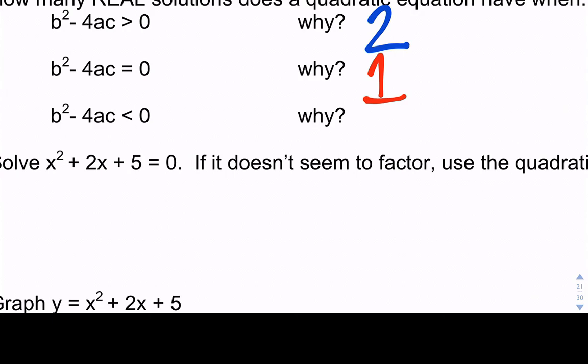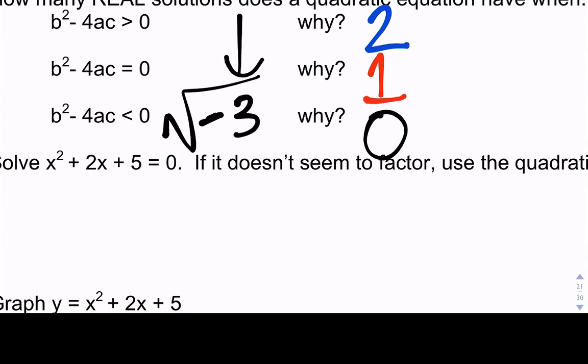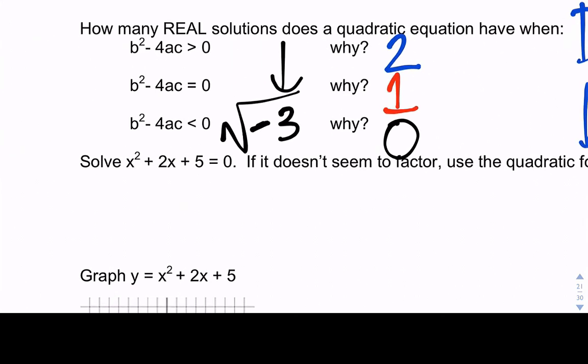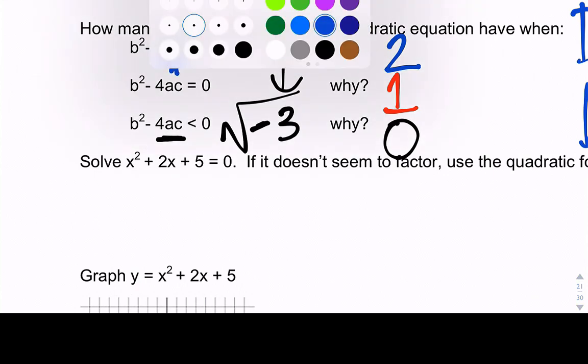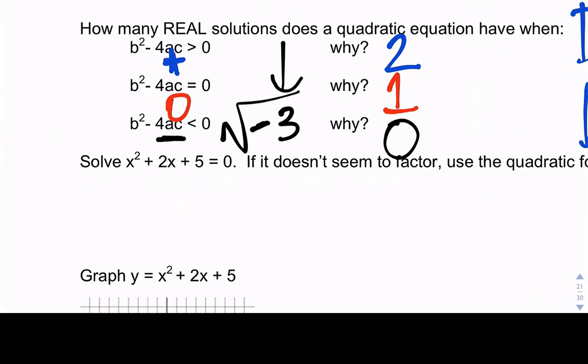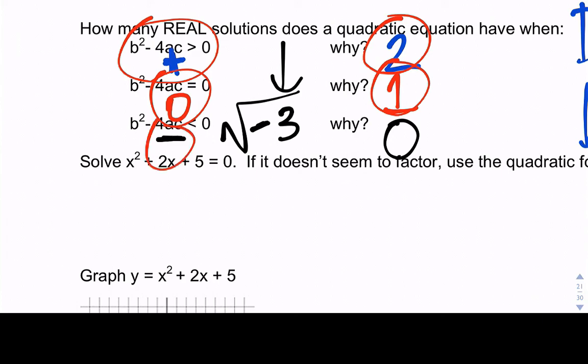And when your discriminant is less than 0, you have 0 real solutions because of this. If I give you like the square root of negative 3, there's not a number that you can multiply by itself and get a negative. So there's 0 solutions when the discriminant is negative. Okay, so again, to summarize, when your discriminant is positive, you have 2 answers because you have your plus or minus a number. When your discriminant is 0, you have 1 answer because plus or minus 0 is the same thing. And when your discriminant is negative, you have 0 real solutions because you can't take the square root of a negative number.